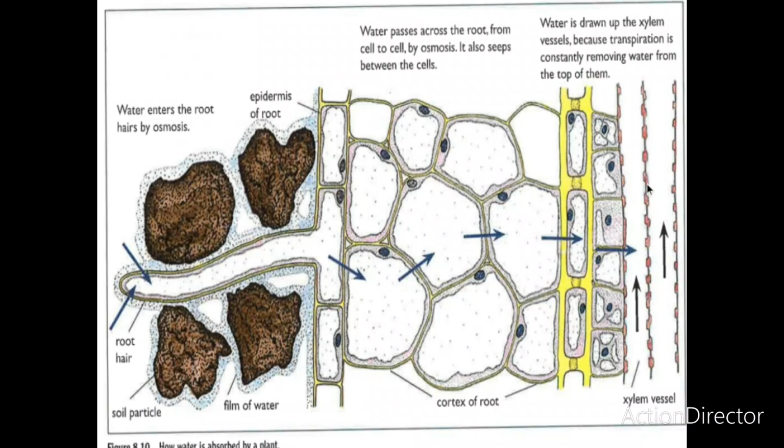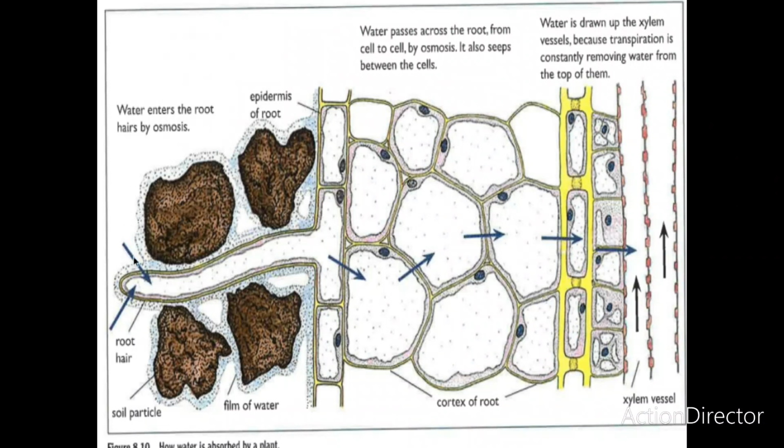The pressure at the top of the vessels is lowered, whilst the pressure at the bottom of the xylem vessel stays the same. So water flows up the xylem vessels from an area of high pressure to an area of low pressure. The pressure at the top of the xylem vessels is reduced by transpiration, and transpiration is the evaporation of water from plant surfaces. As long as water continues to evaporate from plant surfaces, the pressure at the top is reduced and water flows up the xylem vessels.